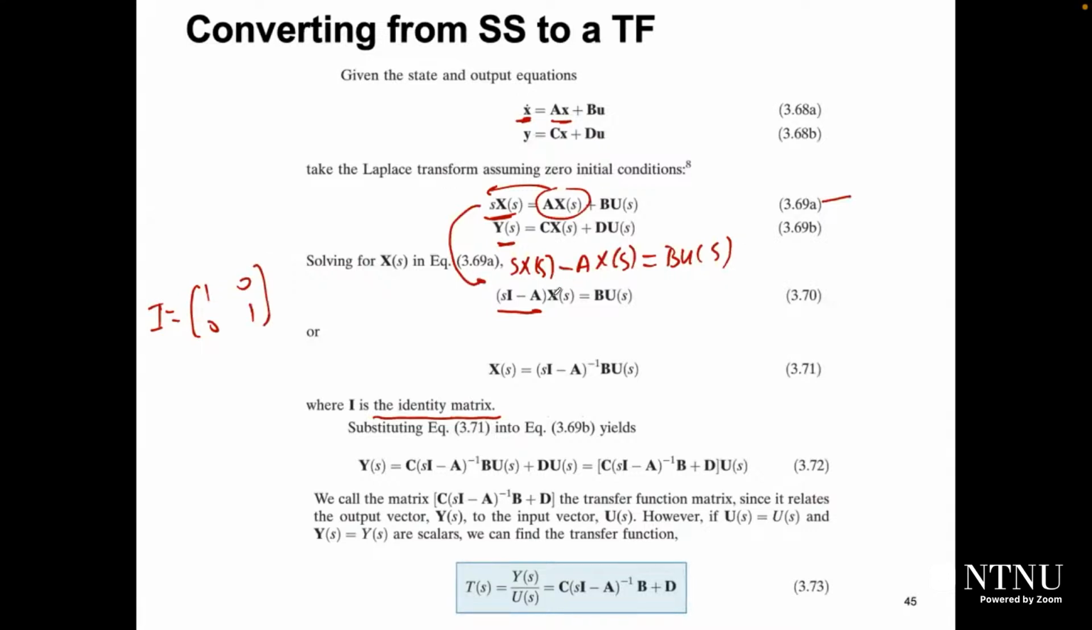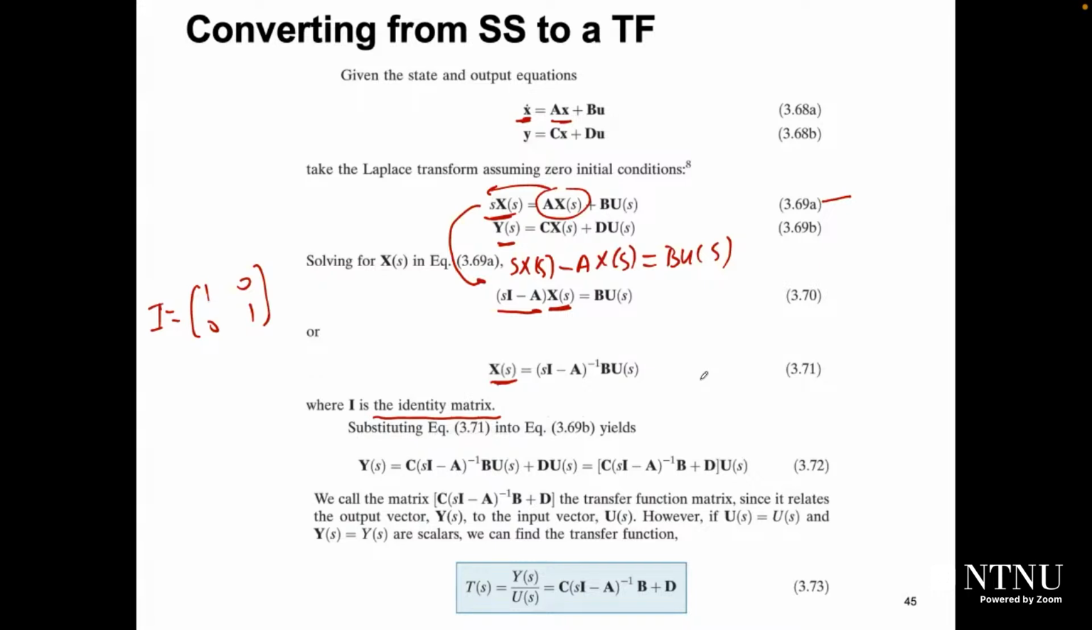So now we will get X of s. If you want to get X of s, you need to multiply both sides by the inverse of sI minus A. So when you multiply both sides by sI minus A to the power of minus 1, we can get X of s on one side, right? So X of s would be sI minus A inverse multiplied by U of s. Now you have X of s.